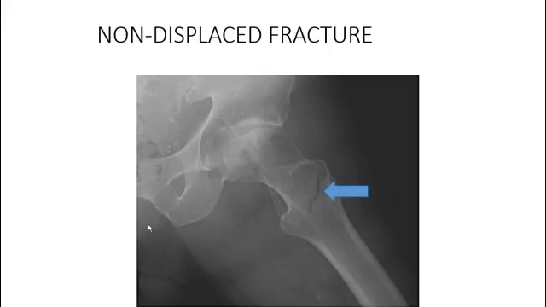In contrast, here we see a fracture of the femur. This is an intertrochanteric fracture, so it goes between the lesser and the greater trochanter, and you can see this little crack here. So there's nothing that has created the femur to be out of alignment. Everything is in alignment. It looks fine. So this is a non-displaced fracture.